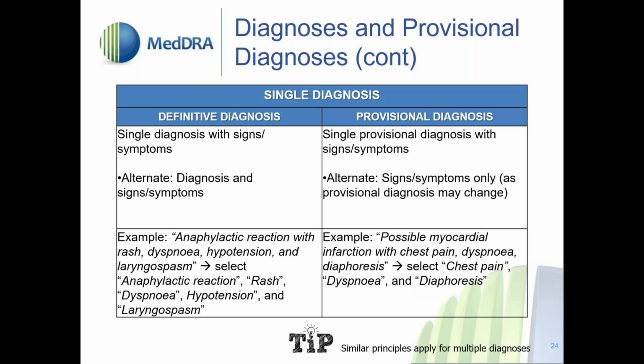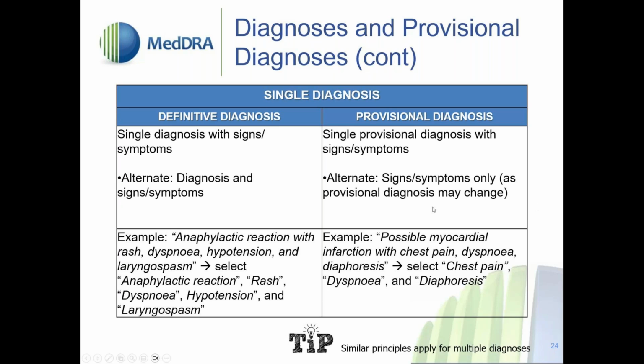Now, we said that the preferred option for provisional diagnosis with signs and symptoms is to select a term for everything. So you're coding the diagnosis, you're coding the signs and symptoms. But there is an alternative option. So when you have a provisional diagnosis that's not confirmed, and you have signs and symptoms that match that provisional diagnosis, the alternative option is to only code your signs and symptoms because they're not going to change. The diagnosis, when it's provisional, may change, but not your signs and symptoms. So I hope this was clear, but if you have any questions, let me know.